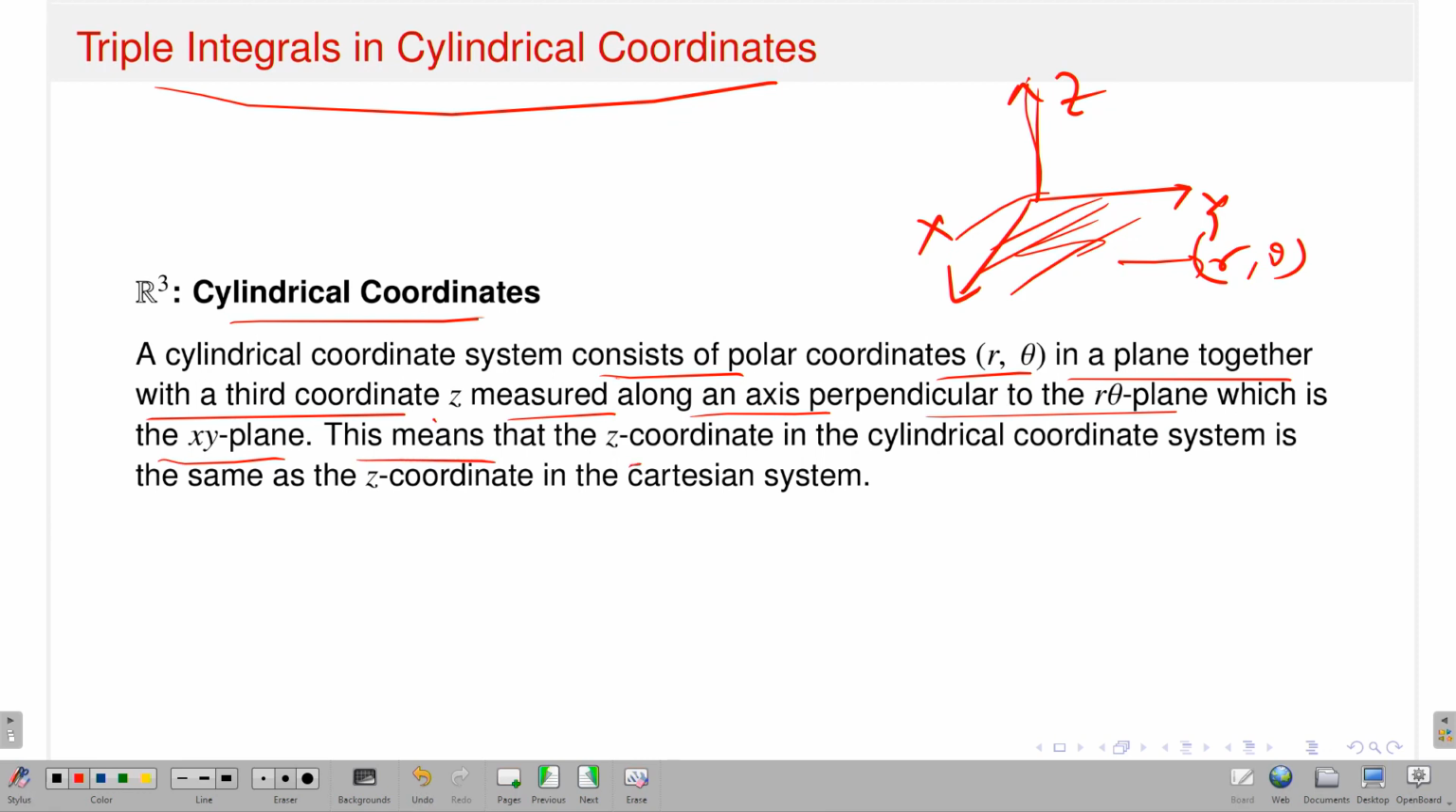This means that the z coordinate in the cylindrical coordinate system is the same as the z coordinate in the Cartesian coordinate system. So, what I am doing? I have an xyz system, and this time the xy plane I am transforming to an r theta plane, and z stays as it is, perpendicular to the xy plane. So, I am transforming from the Cartesian coordinate system to the r theta z system. In the xy plane I think of it as an r theta plane and z is perpendicular to the r theta plane. Therefore, my coordinate system xyz transforms to r comma theta comma z, and that is called the cylindrical coordinates.